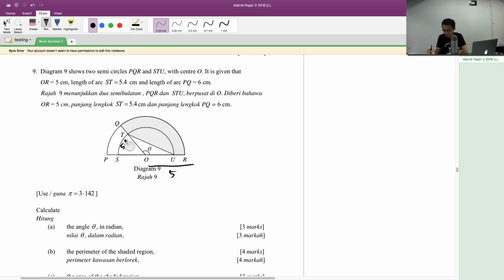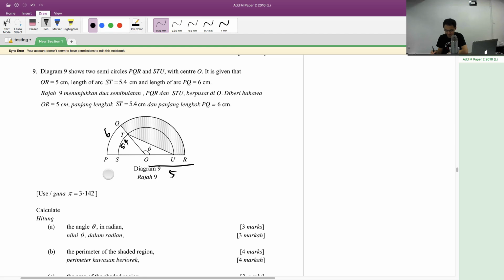And arc length PQ, P to Q, is 6, so here is 6. Alright, we have both arc lengths 5.4 and 6. So the question basically asks you to find theta.